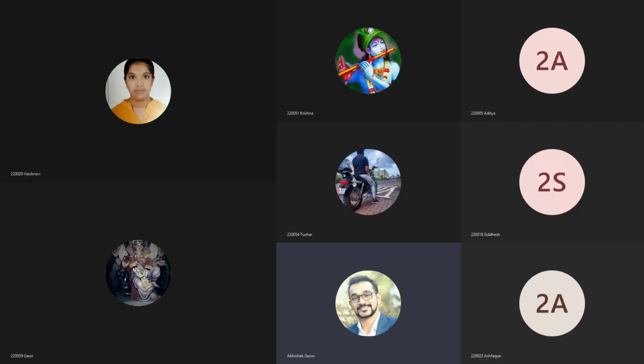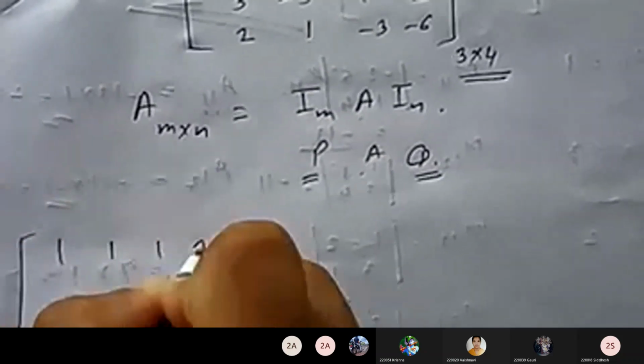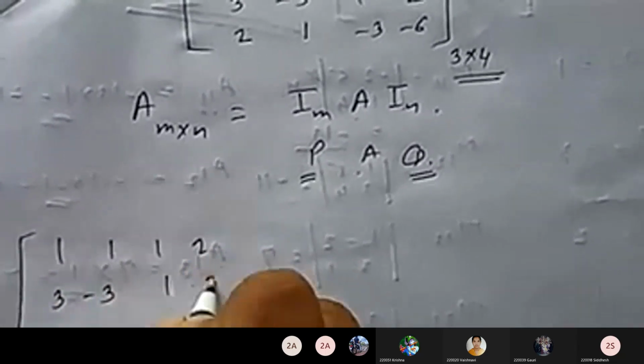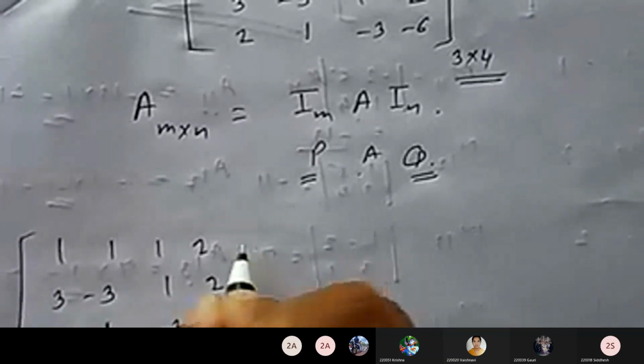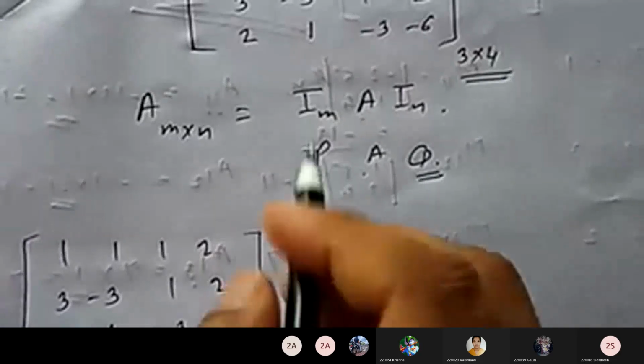How are we going to write this down? That is the matrix A we are going to write down here: 1 1 1 2, then 3 minus 3 1 2, then 2 1 minus 3 minus 6. Okay, this is nothing but matrix A is equal to this.